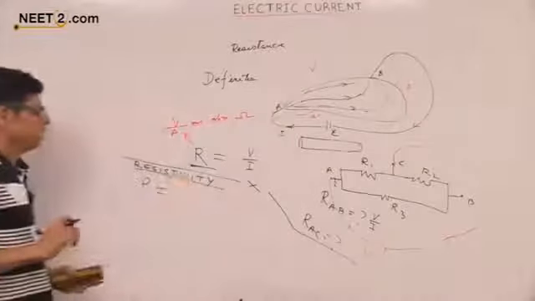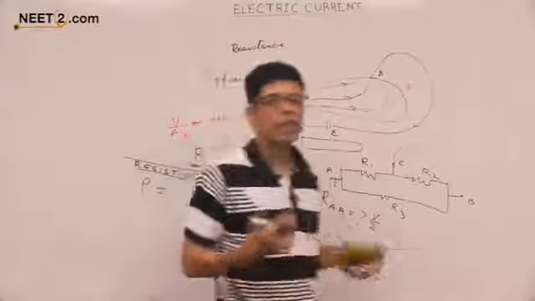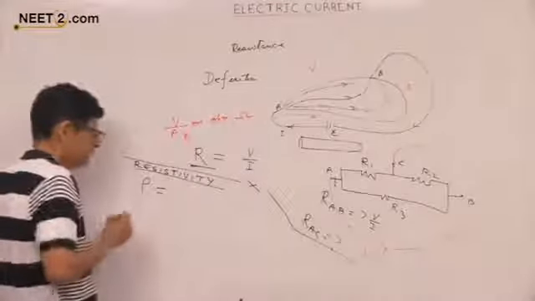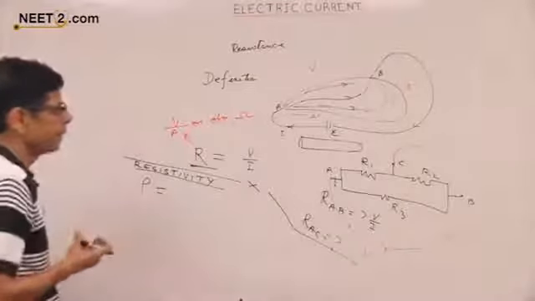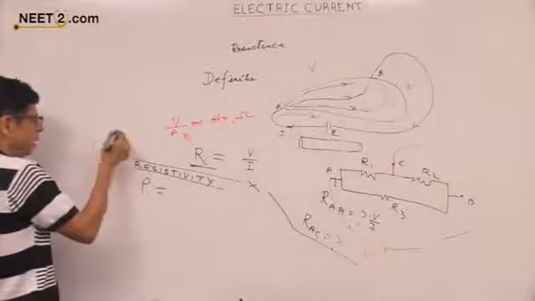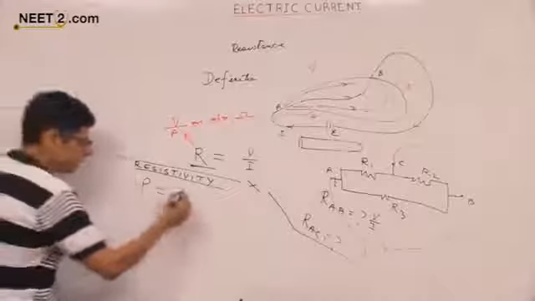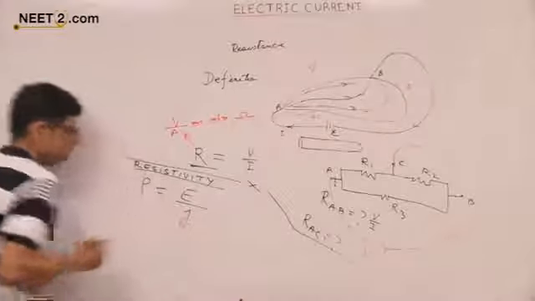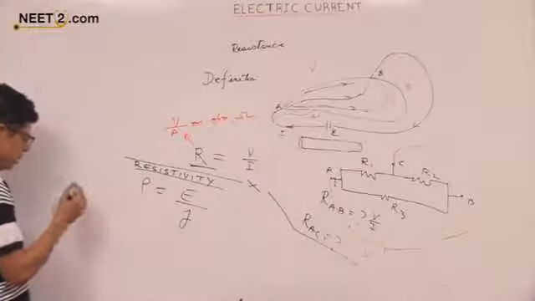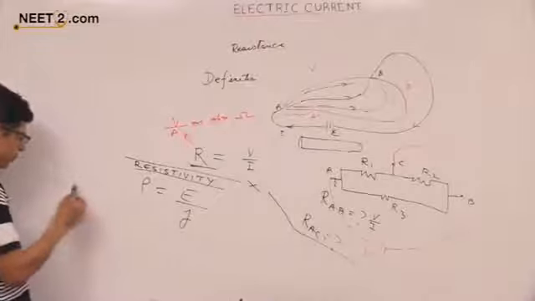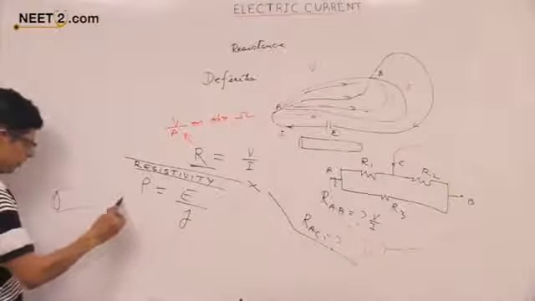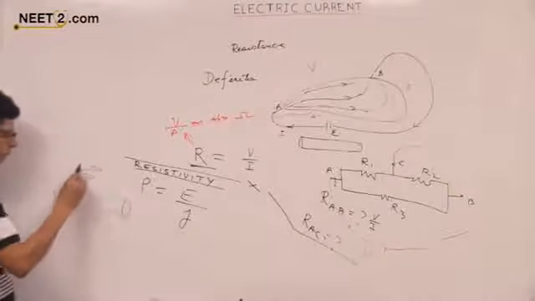Resistivity is a property of the material and it changes from material to material. How is it defined? Resistivity is defined as E by J. To understand the meaning of this, suppose we have this conductor and current is flowing through it.